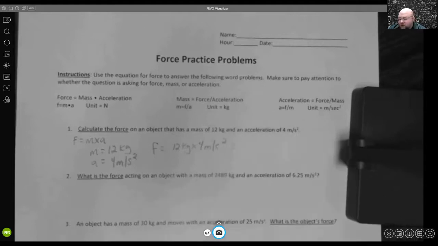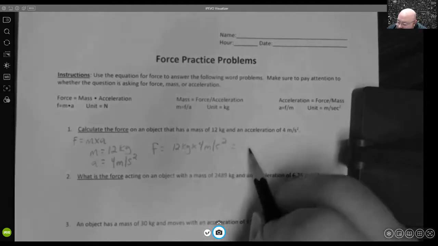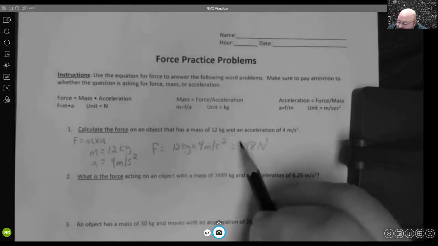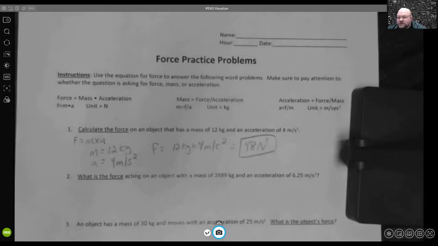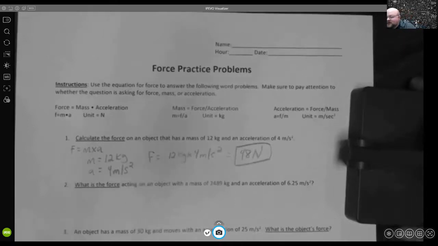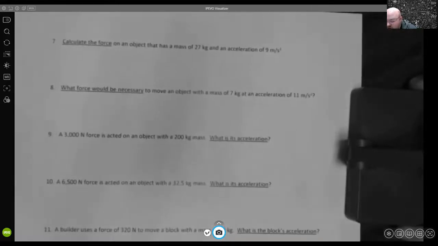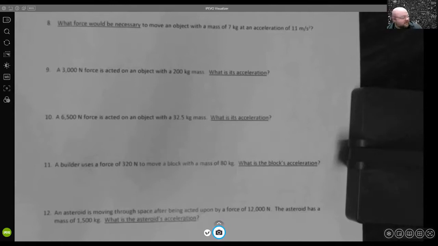And if you multiply 12 times 4, you get 48. And again, newtons is how we label force. So right there, that's how you calculate the force. You take the mass times acceleration, and you label it with an N for newtons, okay? Well, let's skip down and look at question number 9, because this one is looking for something a little bit different.